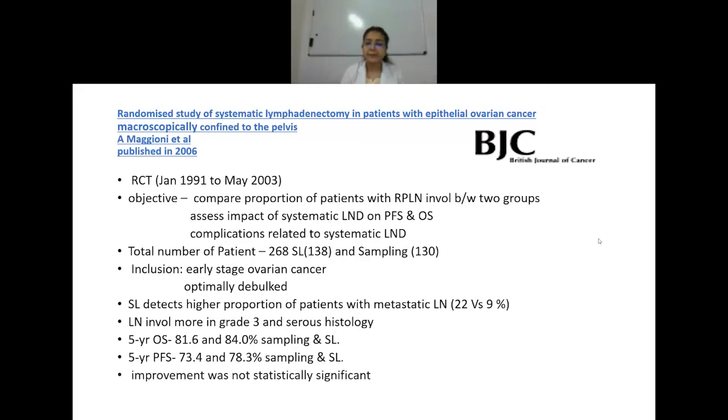The inclusion criteria here were early stage ovarian cancer, and optimal debulking. So systematic lymphadenectomy detects a higher proportion of patients with metastatic lymph nodes: 22 versus 9%. Lymph node involvement was more in grade 3 and serous histology. The 5-year overall survival was 81 and 84%, respectively, in sampling and systematic lymphadenectomy, and 5-year progression-free survival was 73 and 78%. Although there are minor benefits that we can see here, these were not statistically significant.